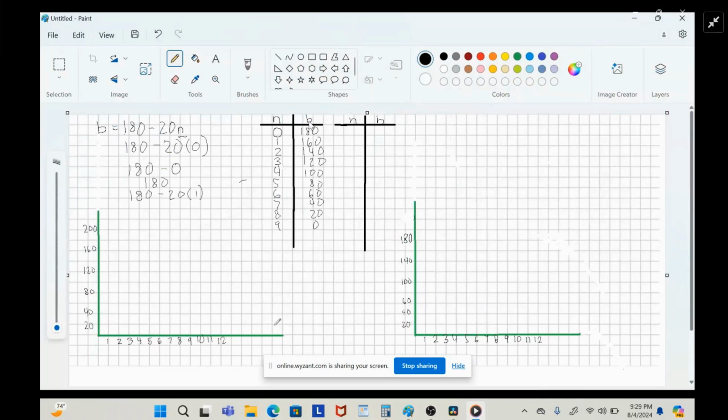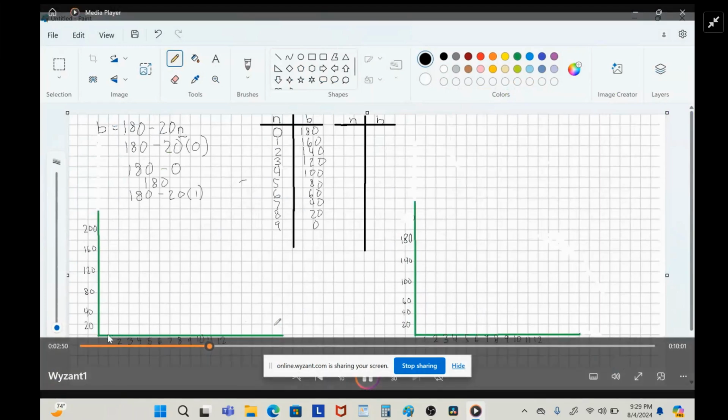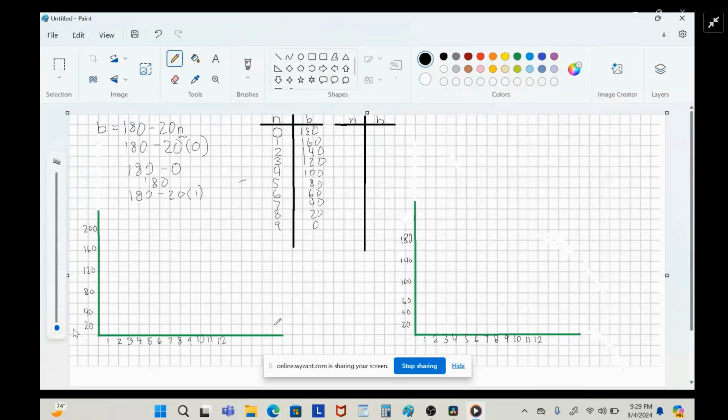Now, the N's are going to represent what would usually be the X values. They're going to be the horizontal line. The B's are on the Y-axis. So using these values here, I can plot points, and once I have a series of points, I can make a line. So I'll start with 0, 180. That's 1 point, 1, 160. Another point, 2, 140. Another point. You can start to see the pattern here.